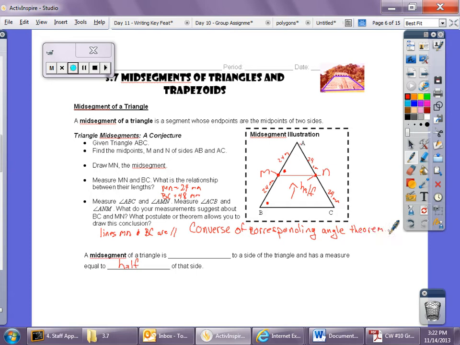The corresponding angle theorem says if we have parallel lines, then we have angles that are congruent. Well, the converse is if we have angles that are congruent, the lines are parallel. So a mid-segment of a triangle is parallel to a side of the triangle and has a measure equal to half that side. So MN is parallel to BC, and it's half of this side.